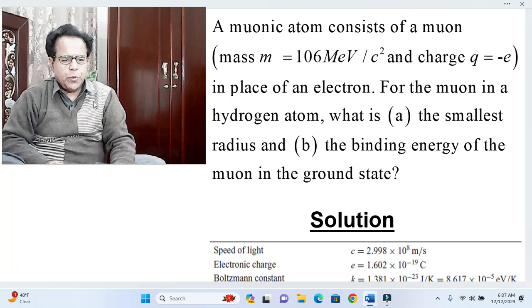This is our next problem, chosen from the same book, Modern Physics by Stephen T. Thornton and Andrew Rex. As usual, we first come to its statement.